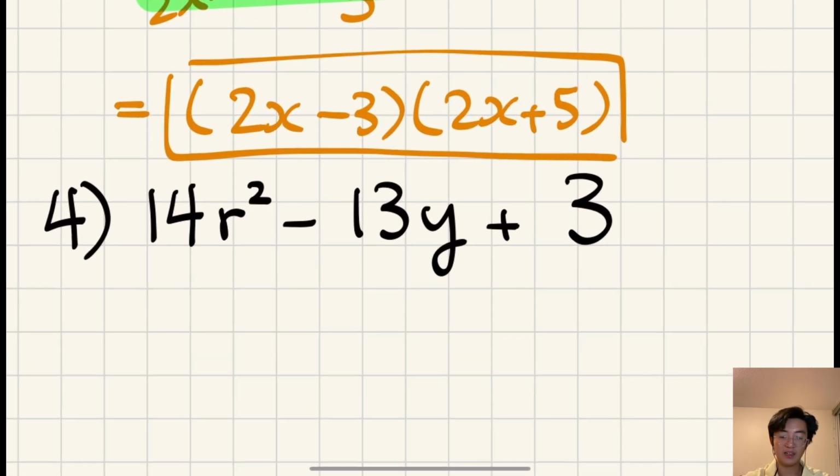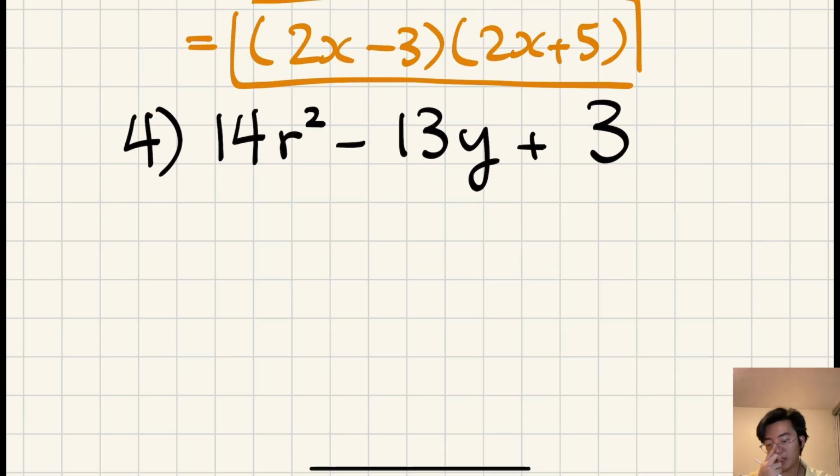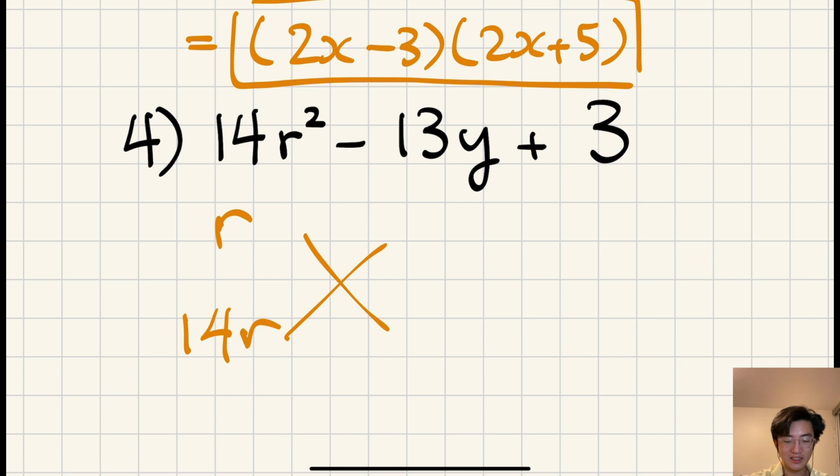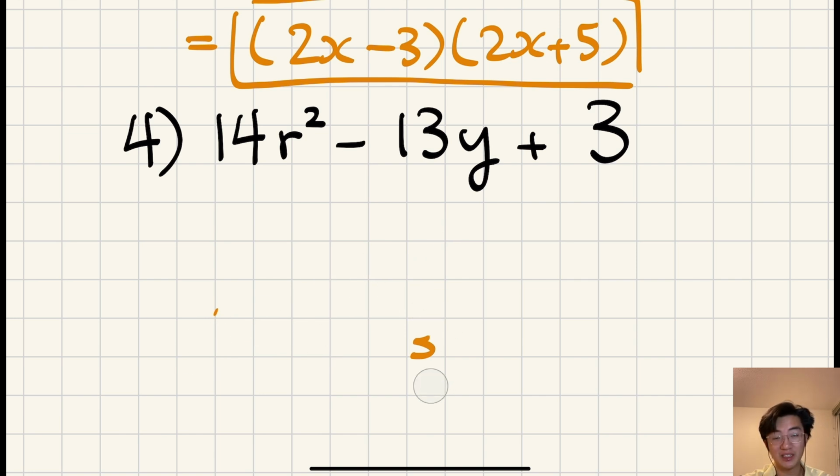Okay, last one here. 14r squared and then a 3. Once again, chances are, if we start off our guess like this, it's probably not going to work. Those are huge numbers to work with. It's either going to be something with 14 here, or we have a 14 times 3, which gets us 42. It's going to be nowhere near 13. So we can start off our guess with an r, a 2r and a 7r.